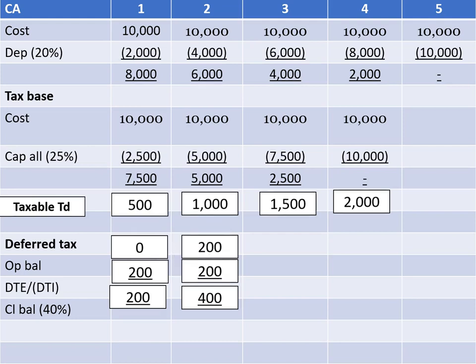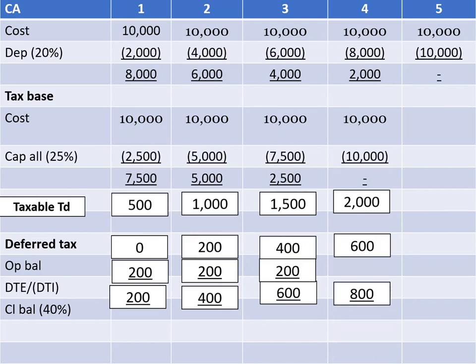That means we need to debit our deferred tax expense, and then we need to credit our deferred tax liability, and that's why we end up with 400, and that pretty much ends up being the same in year 3. We're grossing it up to 600. 600 is 40% of 1,500, and 800 being 40% of 2,000. Opening balance less closing balance, we put that through the income statement.